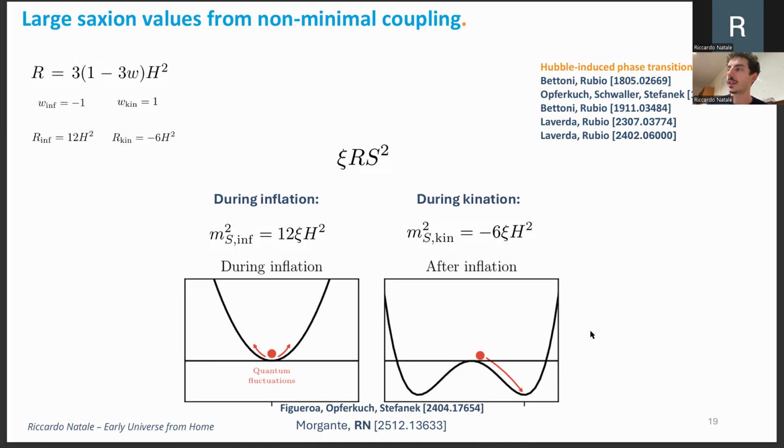And in the term that we have in our Lagrangian, this will provide a very large and positive mass for the axion during inflation, of the order of the Hubble, and a tachyonic mass right after inflation during the kination era. The phenomenology of this mechanism has been already studied, and people refer to it as a Hubble-induced phase transition, and I leave here some works. And we want to exploit this mechanism in order to provide a very large field value to our axion field, so to drive it away from the origin of field space.